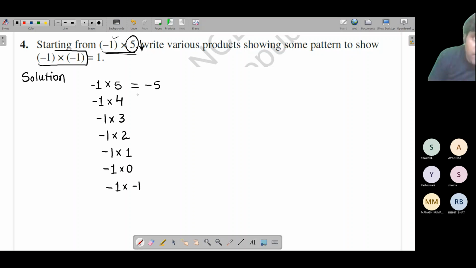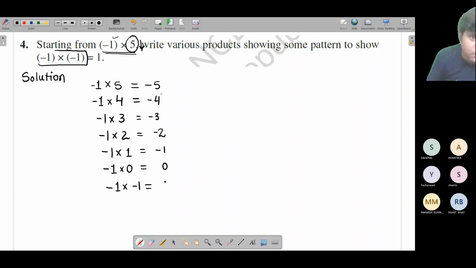Now we have to find the product, that is -4. The product of 3 and -1 is -3. Then -2. And what is next? -1. Very good. Then 0. Very good. Then +1. Now you have to tell me why you are saying this is +1.